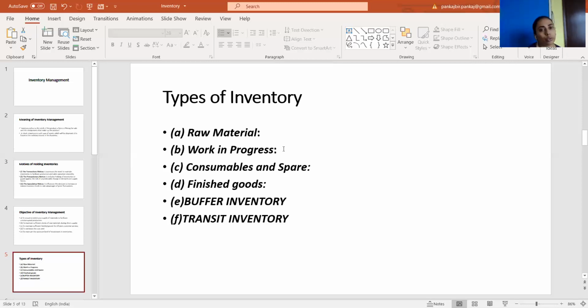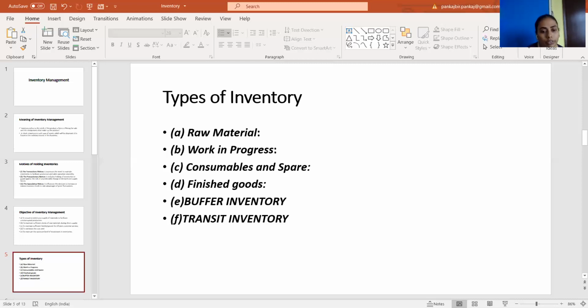Next is your finished good. So the output of your production process is your finished good. So an organization holds inventory of finished good in case of shortage or surplus demand from the customers, or the demand fluctuation of the market.